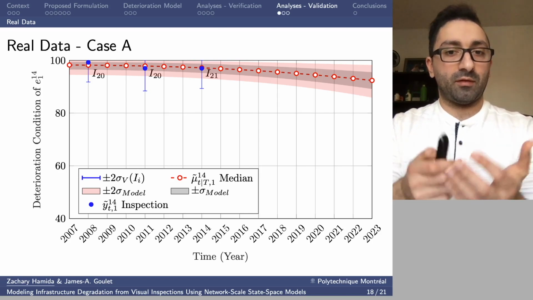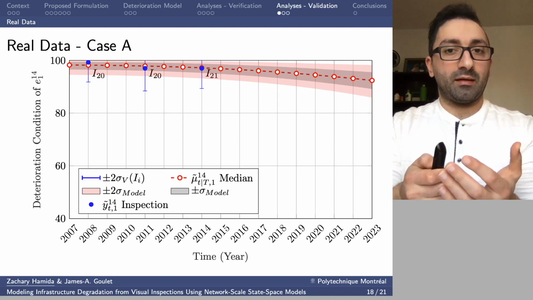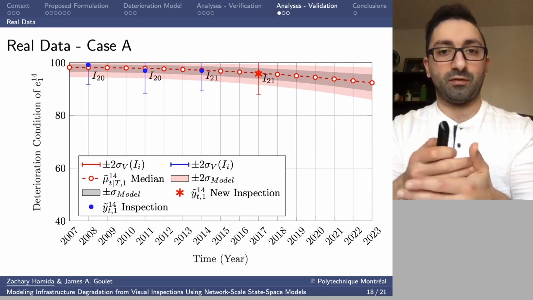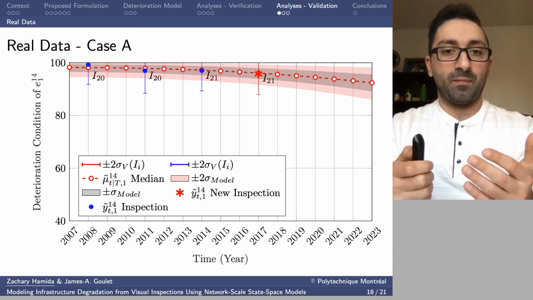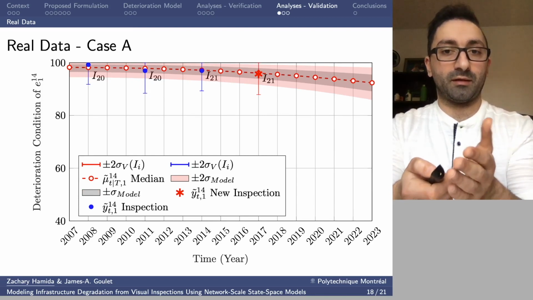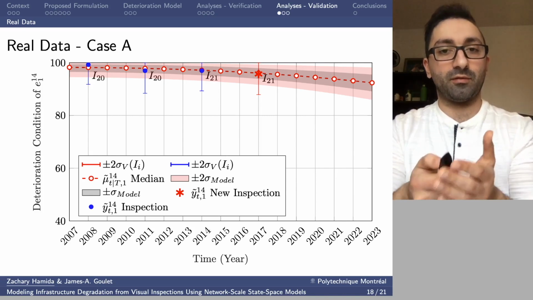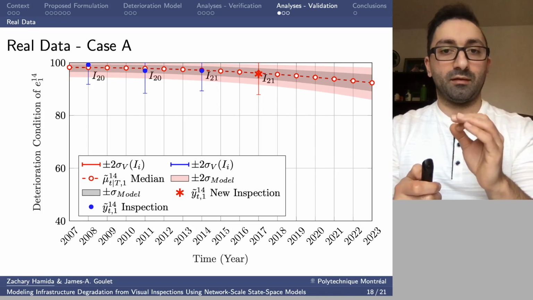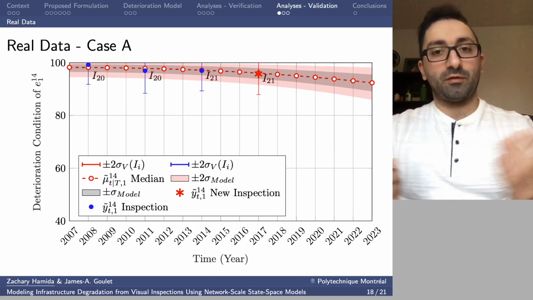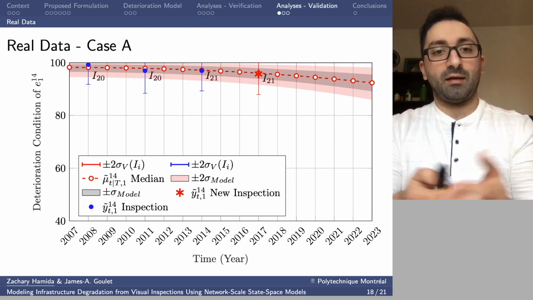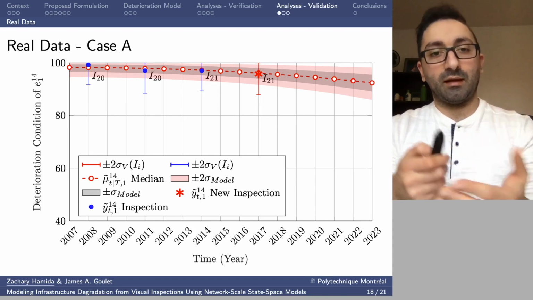So this is in the real case, and what we did is that we hid one of the observations. So there's an observation that has not been used in the training or in updating the model. And this observation is shown by the red asterisk with the inspector I21. And as you would see, the model was right on point in forecasting the observation, and the observation generally lies within the confidence interval of the model. So this is a case that shows a kind of consistency.